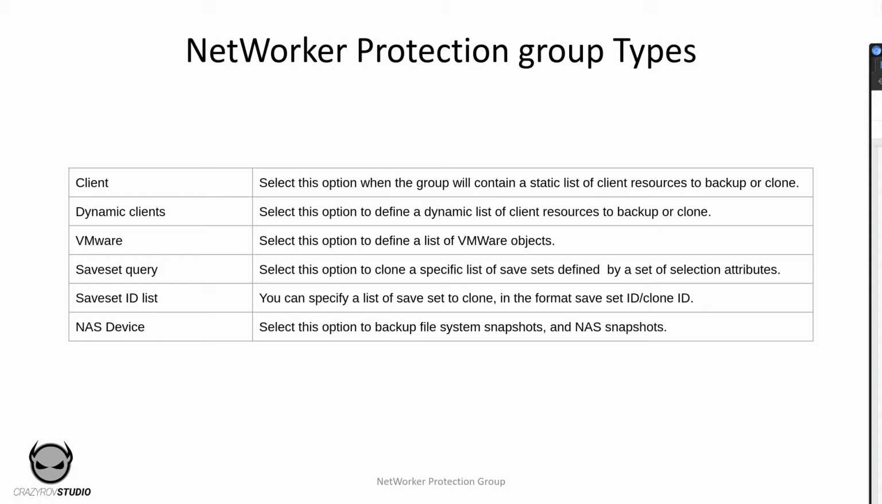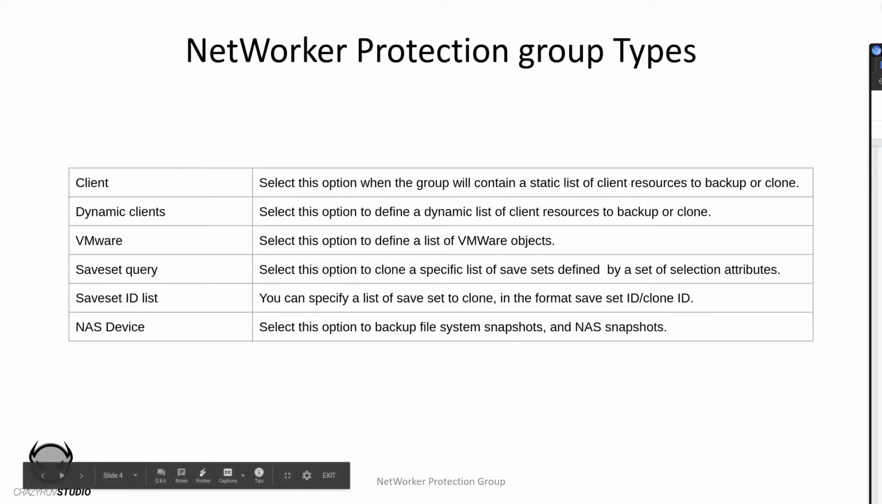Dynamic clients: you select this option to define a dynamic list of clients to back up or clone. When you select this option, the dynamic client selection appears. You can choose to add all of the existing client resources to the group or only the client resources that contain specific text in the tag attribute. Use this option to protect client file system backup, NDMP backup, NMDA backups, NMM, and block-based backups.